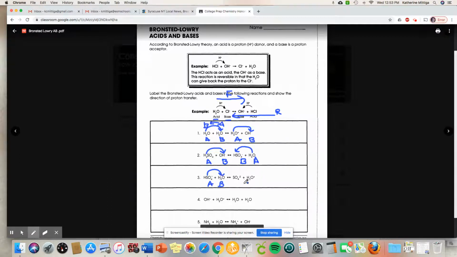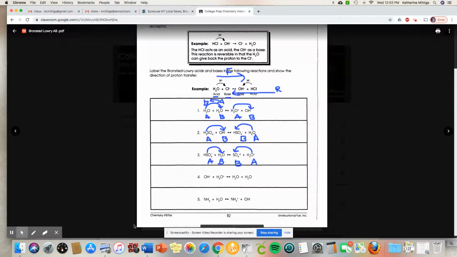H2SO4 goes to H2O. That looks like it gave away a proton to this. So this is also like that. Let me scooch it down a little bit. Okay. All right. OH minus becomes H2O. Which one? It doesn't matter. They're both water. So either way, hydroxide has gained a proton. And H3O plus has lost a proton to become H2O. So that means this gave to that.